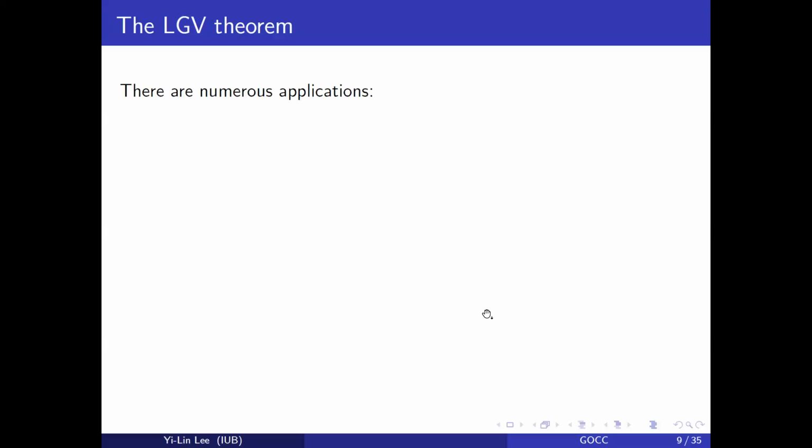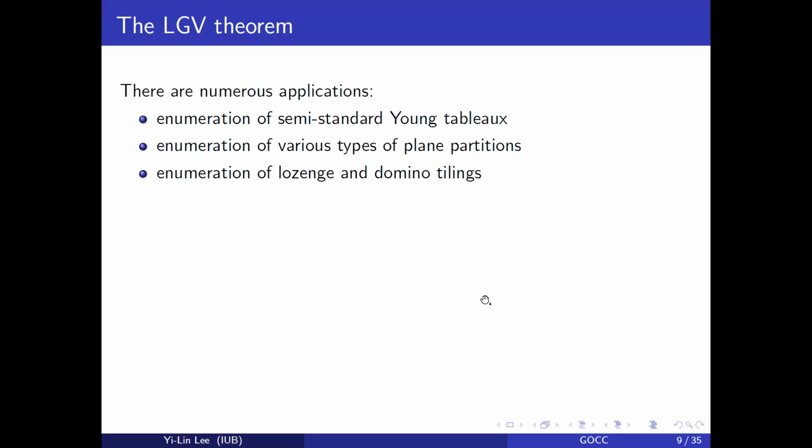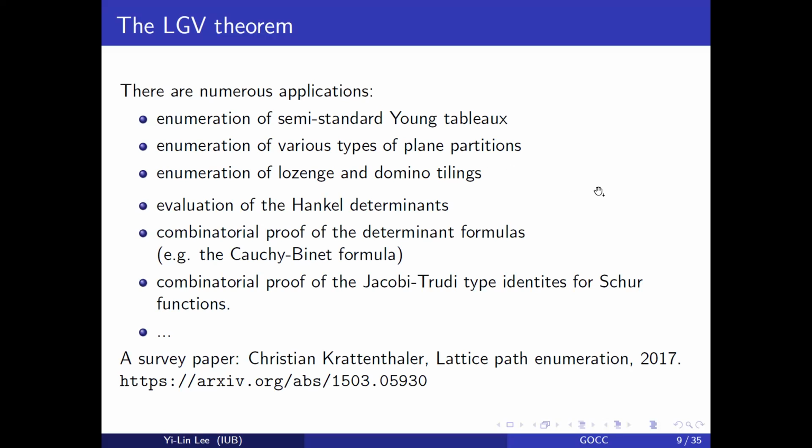Okay, and there are numerous applications of the Lindstrom-Gessel-Viennot theorem. These include, for example, the enumeration of semistandard Young tableaux, plane partitions, Lozenge or domino tilings, and it also provides a way to evaluate Hankel determinants, or gives a combinatorial proof of some determinant formulas like the Cauchy-Binet formula or the Jacobi-Trudi identities. There's a survey paper written by Krattenthaler. If you are interested in this part, I suggest you look at this paper.